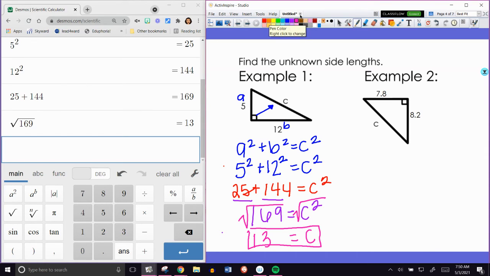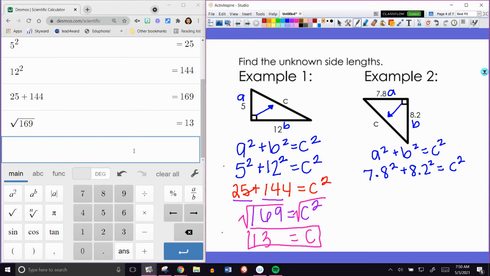So I am going to go ahead and start on example 2. We're going to work it in the same process. The only difference is there are a couple decimals here, but that's okay. So when I draw that arrow over, I am looking for my C. I can go ahead and label my A and my B. So A squared plus B squared equals C squared. A was 7.8 squared plus B, which is 8.2 squared, equals C. I don't know what C is, so I'm just going to leave it.